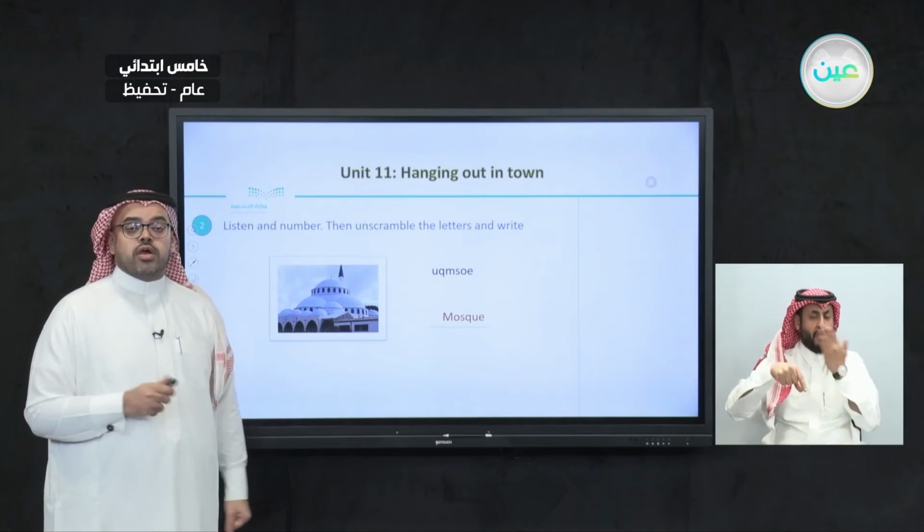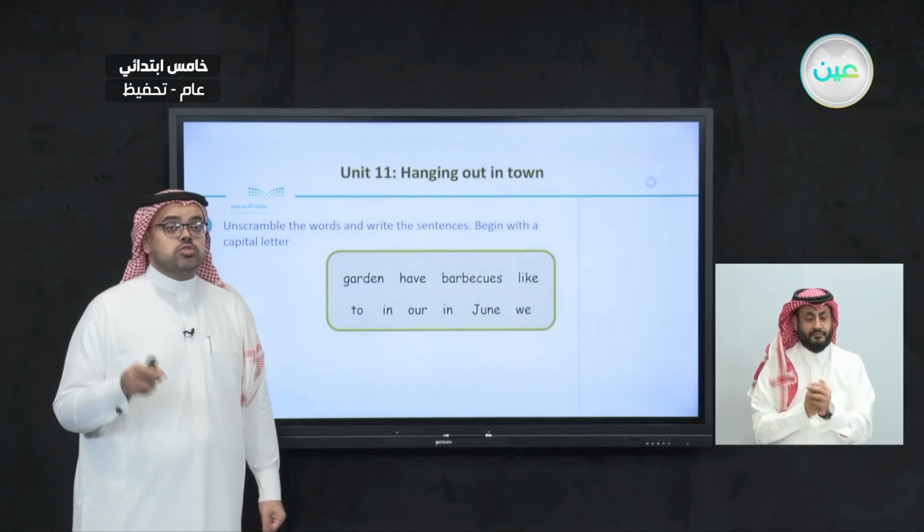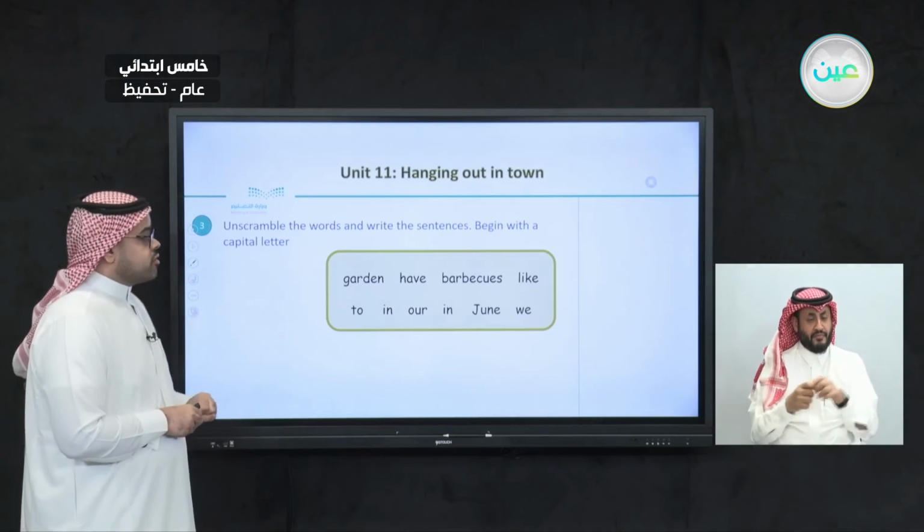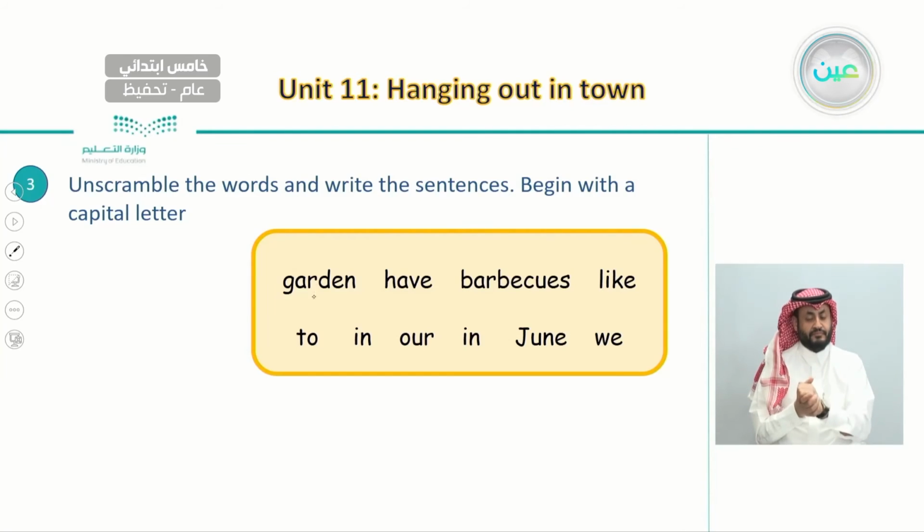Mosque. Very good. Now let us move on straight to the second exercise we have. Here we're not going to unscramble letters, but we're going to unscramble words. We have more than 10 words, and what we need to do is unscramble these words and put them in full sentences. Here we have: a garden, have, barbecues, like, June, we, in, our, and to.